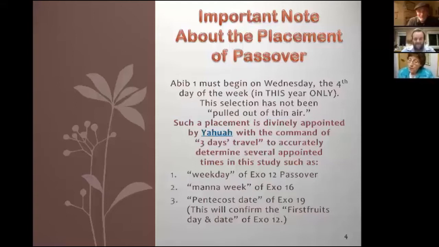And because we have to do the 50-day Omer count to get there, when we get to the Pentecost date, then we can work backwards to first fruits back in Exodus 12 to find out the exact day and the date of first fruits in the first month. So it's a puzzle. It's a riddle. It's lots of fun.